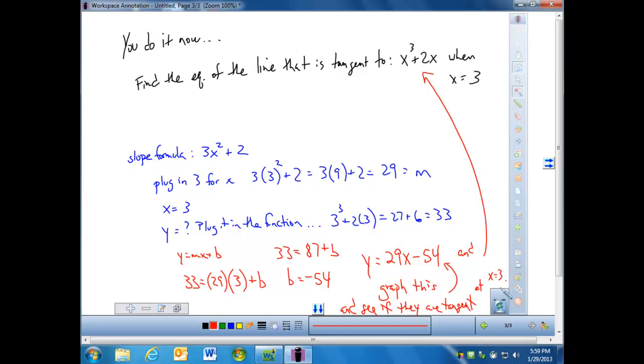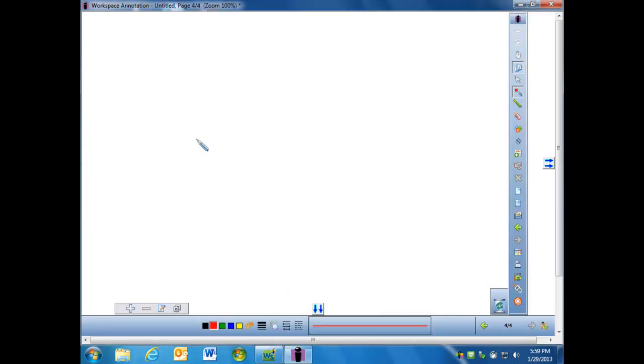Were they? Did it work out? Hopefully you should have seen the two graphs were tangent, touching at one point there. Okay? You need a little practice with this.